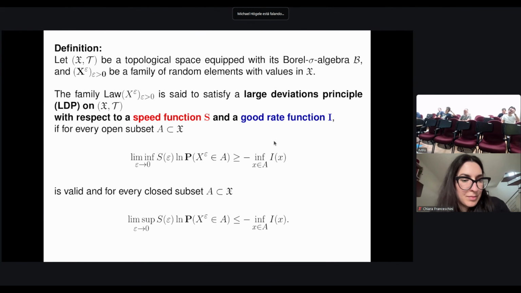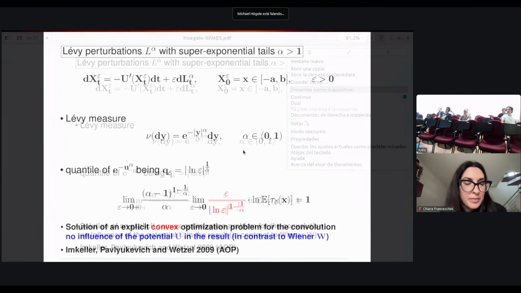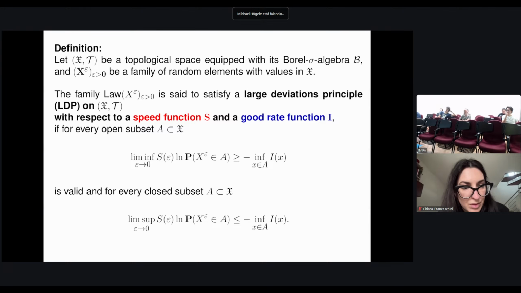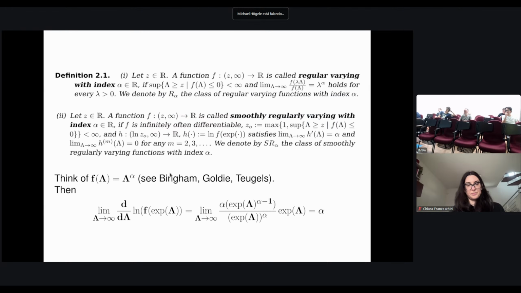So I want to say that these results depend on LDPs for Lévy bridges, on generalized LDPs. This means we have some speed functions which may not be just epsilon itself. For this, we also need a regularly varying function, and even a bit more than this, a smoothly regularly varying function, which is just a subclass of the regularly varying functions.